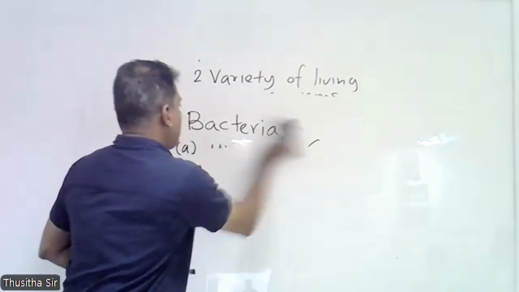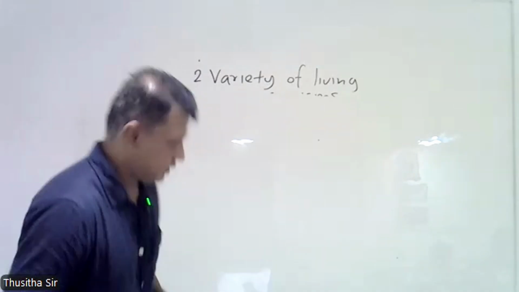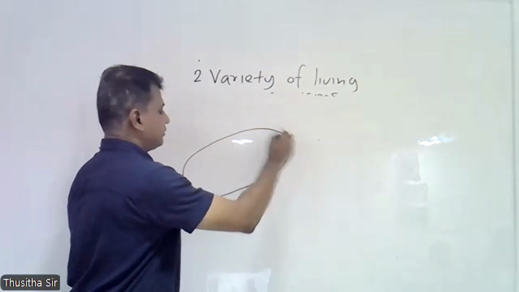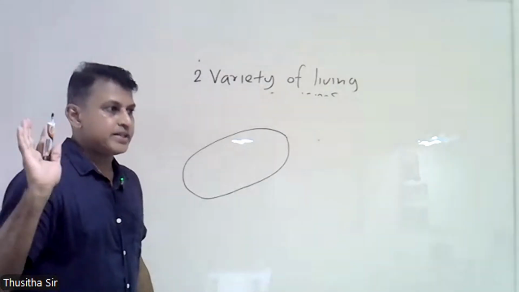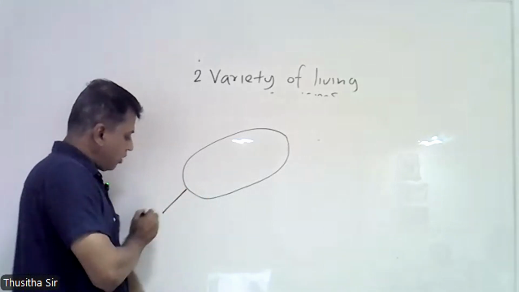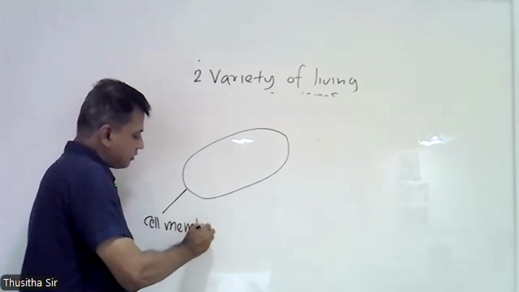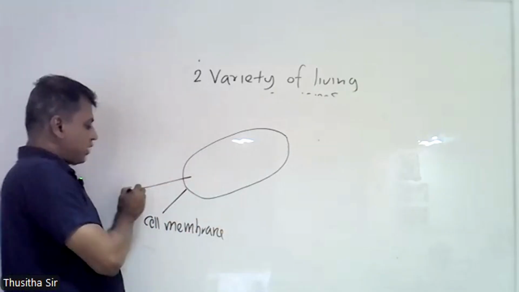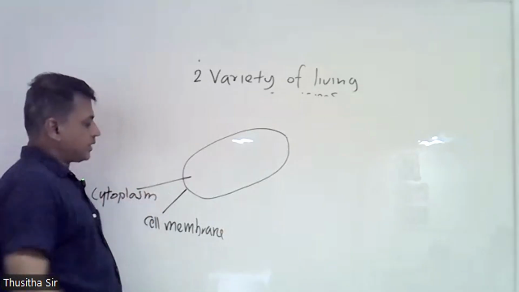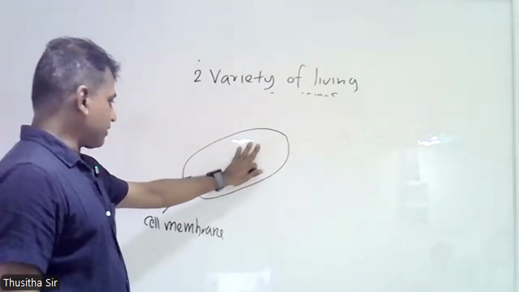So I just draw this one. The one cell, I just draw it like this. That's a bacterial cell. And this one is what we call the cell membrane. This one is called cytoplasm. What about the flagella? We'll draw it, right?